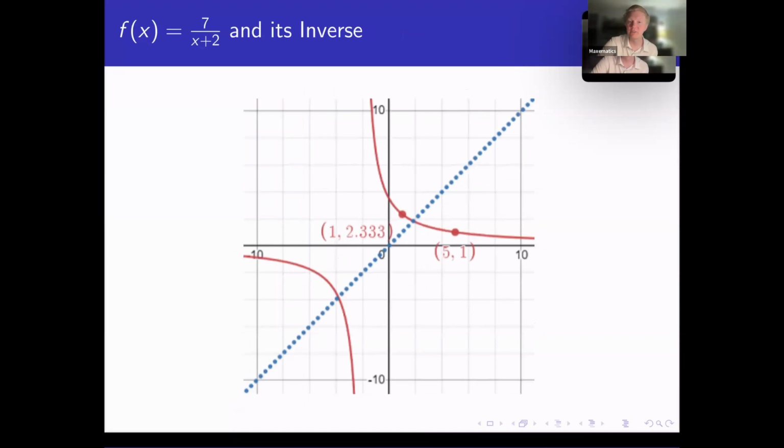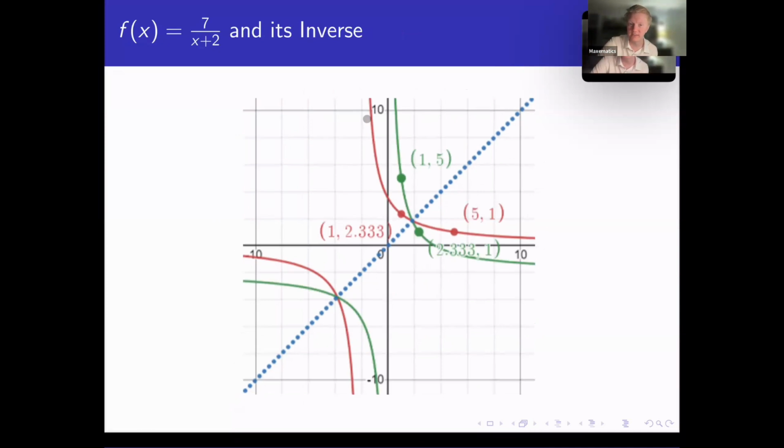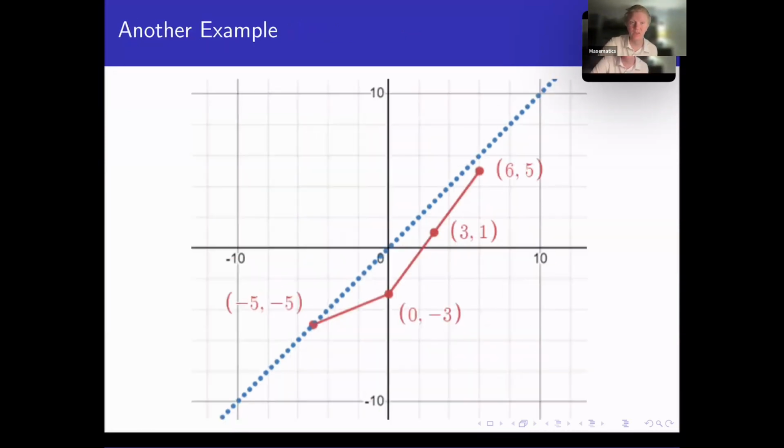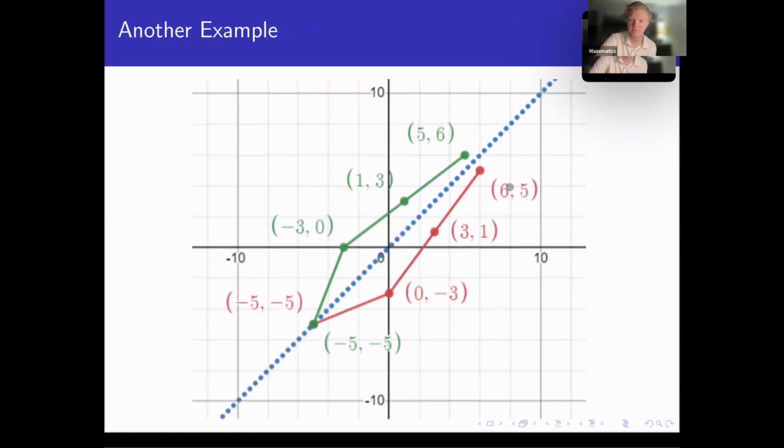Okay, 7 over x plus 2. This is what the original graph looked like. When you invert it, when you switch all the x's and y's, it's actually pretty similar. Just another weird example for some obscure graph that we have here. Again, just switch all the x's and y's. (-5, -5) will just stay (-5, -5). But (0, -3) will become (-3, 0). (3, 1) will become (1, 3). And (6, 5) will become (5, 6).